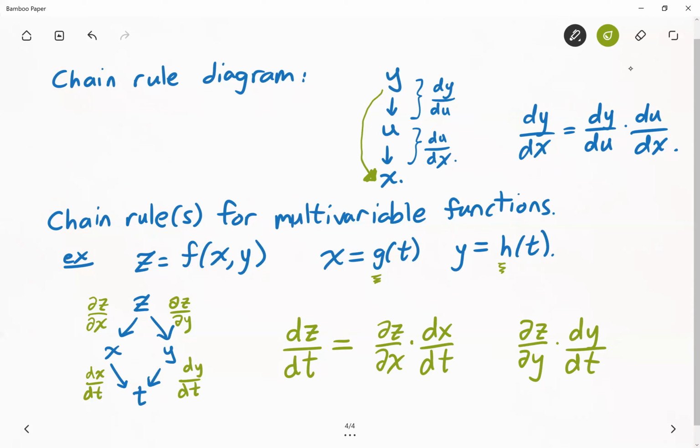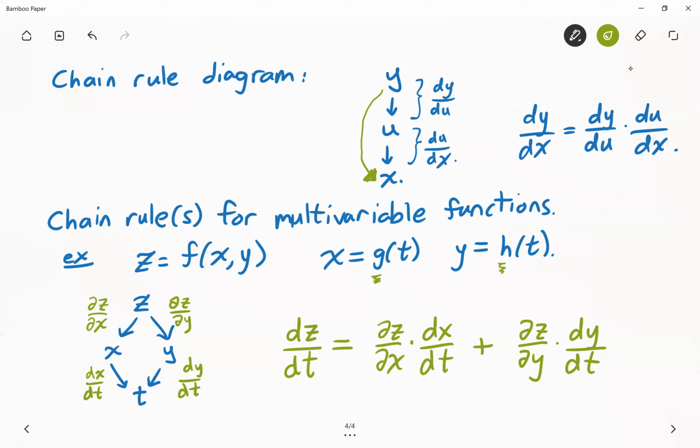Now what should we do with these two quantities? Well, it turns out that we just need to add them together. They each contribute kind of independently of each other. So the total change in z is going to be the sum of the contributions of the changes along each one of these chains, or each one of these paths from z down to t.